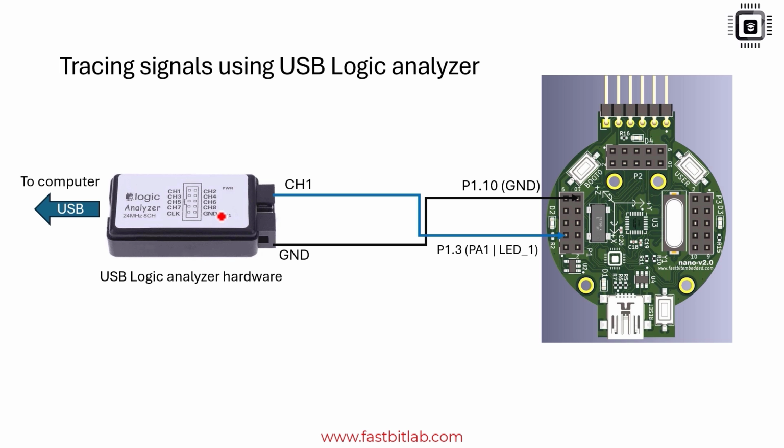So connect the ground pin of this logic analyzer to the ground pin on the board. The ground point you can get in the header connector PA1's 10th pin. So once you do this connection and make sure that the code is running on the target board, it must be powered and code must be running, then we can capture the LED activities.